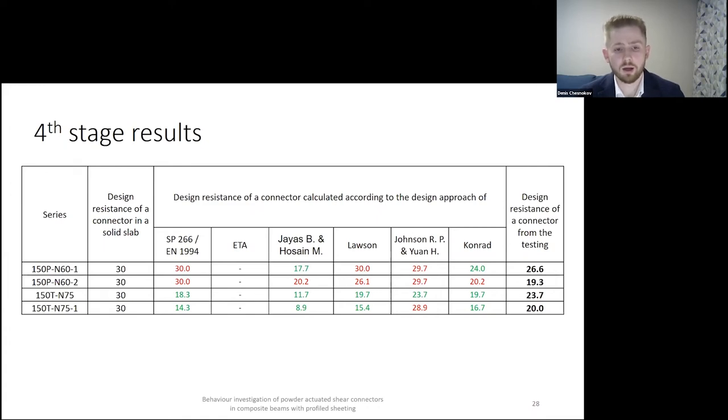And then I learned the other equations. And you could see that unfortunately, there are no approach that could cover all the cases. But JS and Hussein and Conrad showed the most conservative results, and the difference between the testing and design values in the worst case is less than 5%. I think that it's not crucial. And if we decide that, for example, Conrad is okay for these out of scope cases, we could modify it or apply a safety factor to the formula, and it would cover all cases with sufficient reservation.